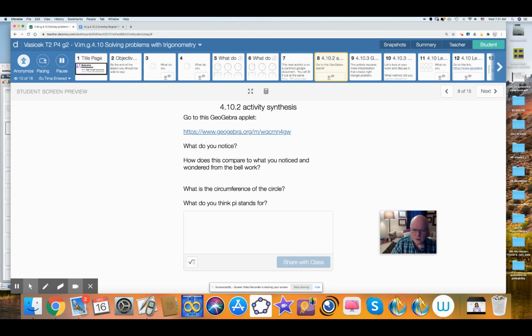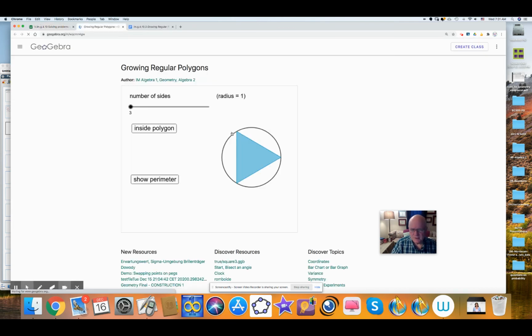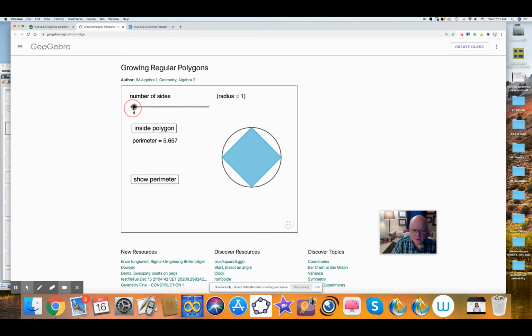So here's an applet which we can explore that shows us what happens when we do this. If I show the perimeter, this is actually the same thing that we would calculate when we did this. We got these same numbers when we did the square, the pentagon, the hexagon, and even when we did the decagon. We got the same number, 6.18.